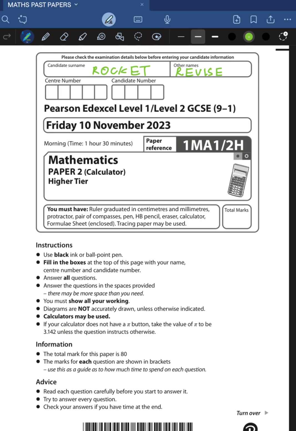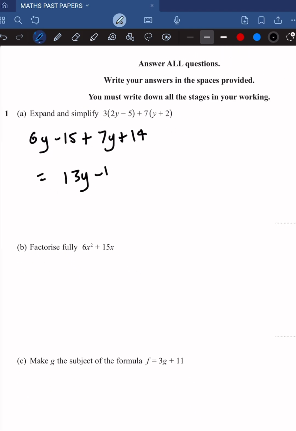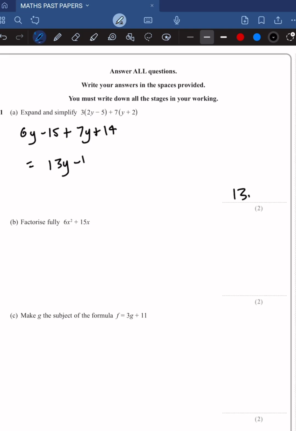Let's start. Expand and simplify. So first of all, let's expand this bracket. 6y minus 15 plus 7y plus 14, which is 13y minus 1. Done, that's it. So question 1, 13y minus 1.